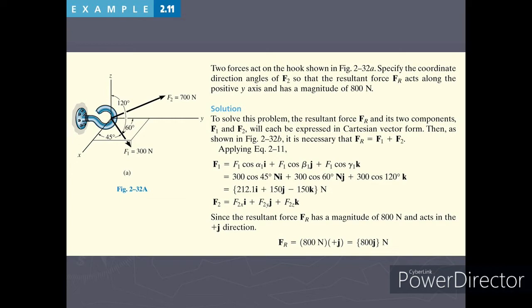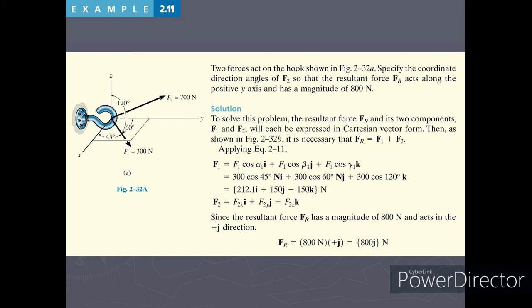No, what is 45 for F1? In terms of alpha, beta, gamma, what is 45? Alpha, yes, alpha. It is the angle of inclination to the x-axis.